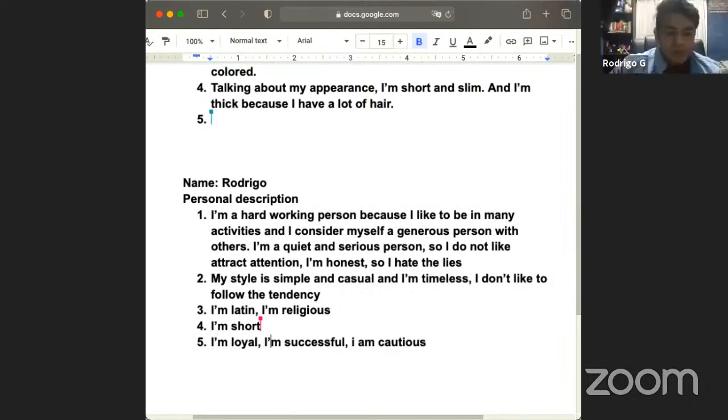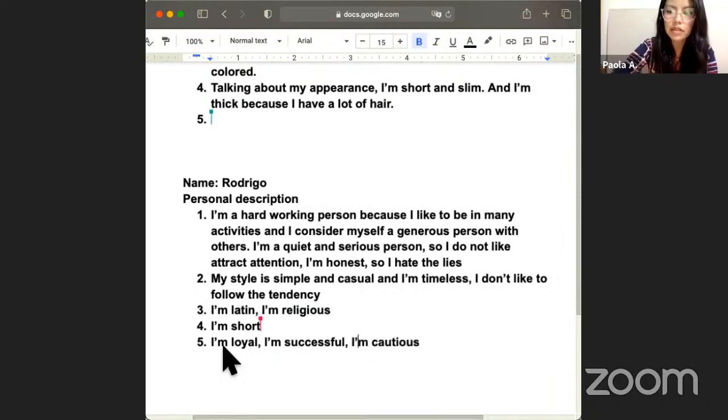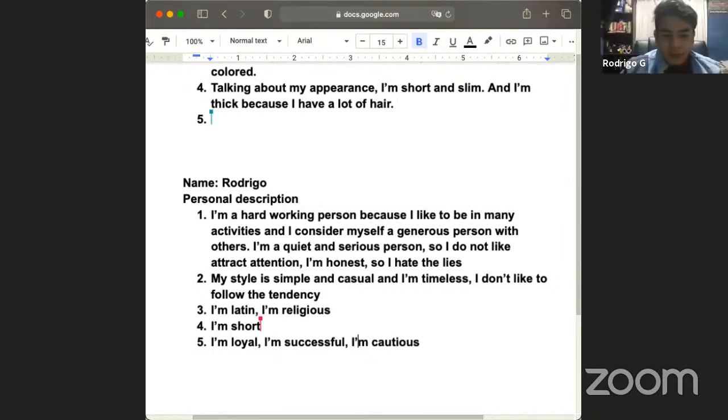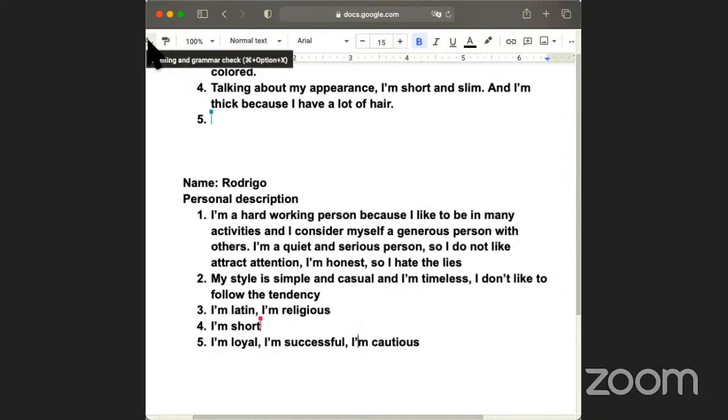Okay, and the last part. Can you read the last part or explain the last part? Okay. I consider myself a person loyal, successful, and cautious. All right, cautious. Okay, great job, guys.